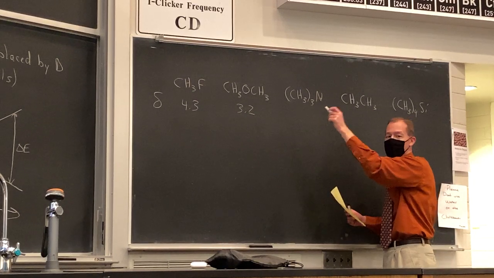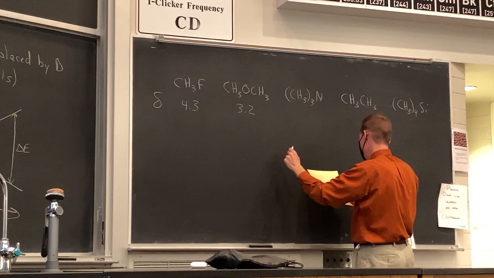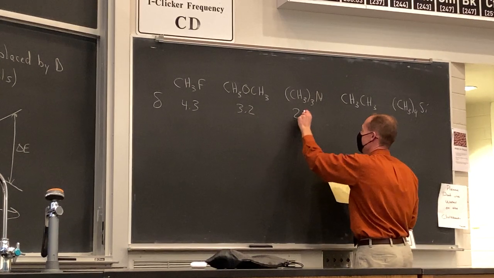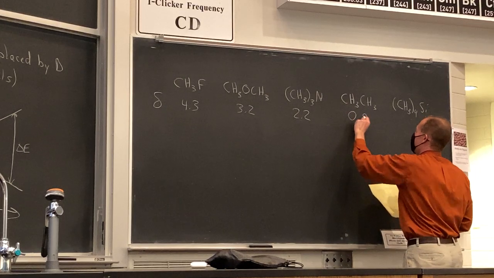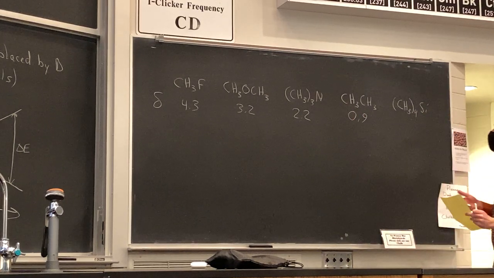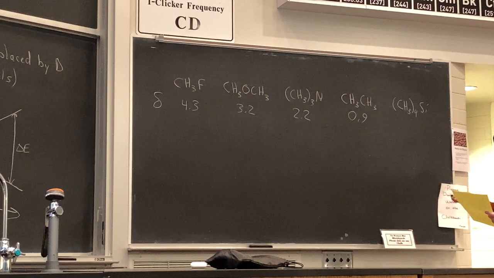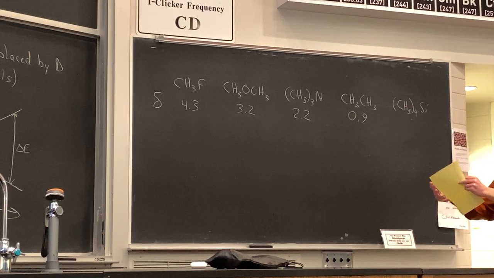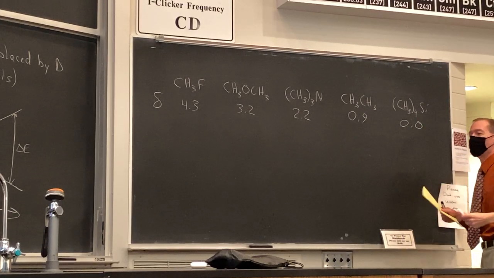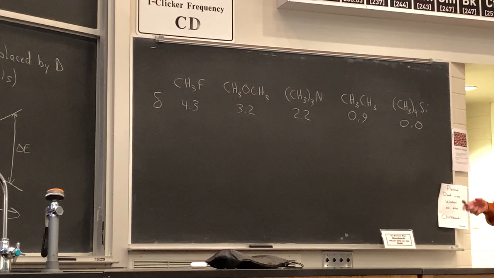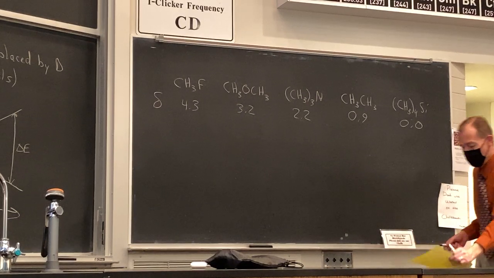Nitrogen is less electronegative than oxygen. So again, the de-shielding is less. 2.2 ppm is what we see there. Really negligible de-shielding for ethane. And then because silicon is less electronegative than carbon, the electrons in the carbon-silicon bonds are strongly shielding the methyl groups. And so that's the one that we set as the 0 point, or the most shielded hydrogens in the proton NMR.